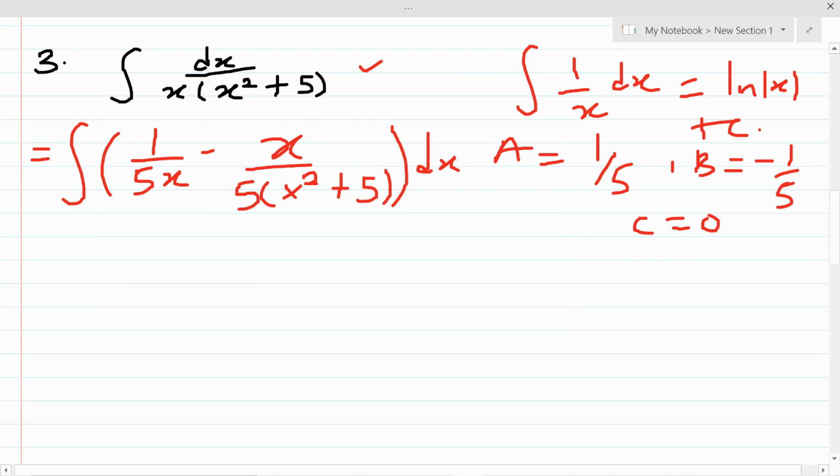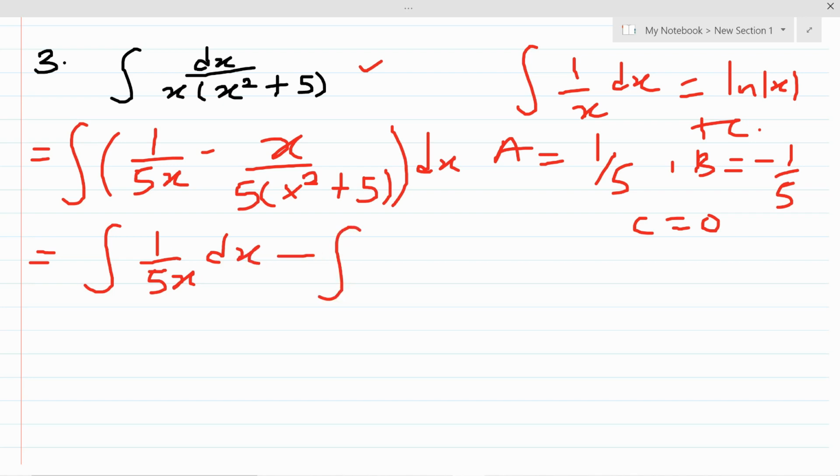Alright, then let's look at how we integrate this. We said in our previous basic definitions of integral that this is the same as the integral of 1 over 5x dx. Now the sign separating them is minus, so I can put it back and then just get x over 5 into s squared plus 5 dx. So I integrate it separately, then after that I add them.